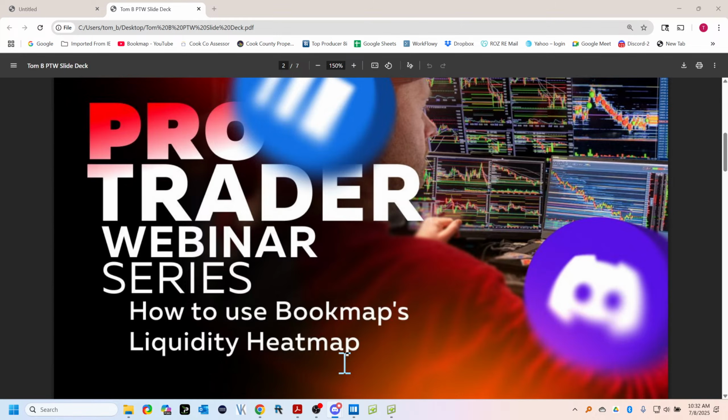And after doing substantial research into what tools might be available as they were evolving, personally, I found Bookmap to be the answer for me. It was maybe one of the best decisions I ever made. What attracted me to it initially was the heat map. So we're going to talk about the heat map. We're going to go into it today.